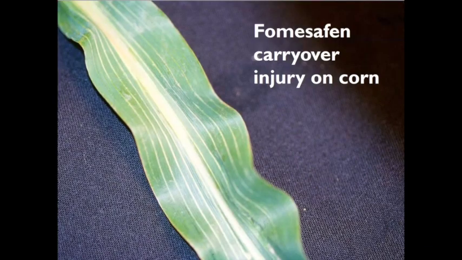This is carryover injury on corn from Fameciphin or Flexstar. Late season applications on soybean, followed by dry conditions and early planting, resulted in striped leaves. There's a 10-month rotation interval on the label. Reading and following labels can prevent injury.